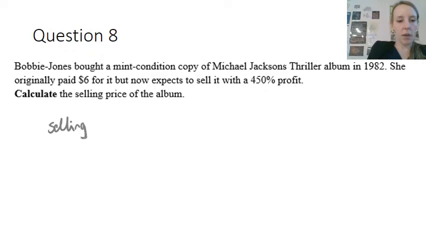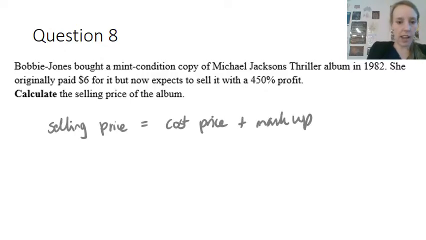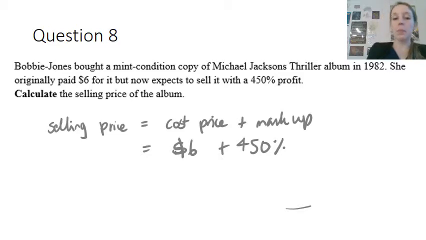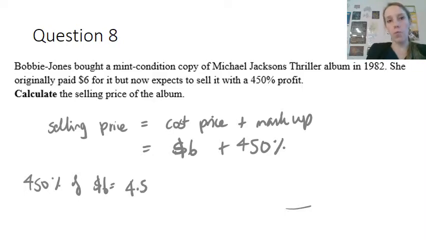So selling price, as we know, our selling price is our cost price plus our markup. Now our cost price is how much she bought it for, which was $6, and our markup, that's in dollars. So $6 plus the markup, which is 450%. So we need to work out what 450% is before we can do this. So 450% of $6, so that's equal to 4.5, because I've turned 450 into a decimal, times by 6, which will give me $27. So there we go, that's my markup.